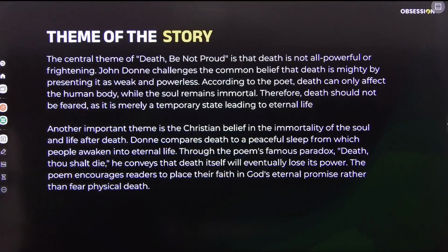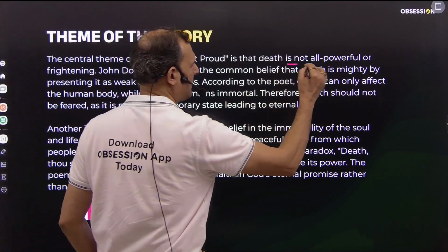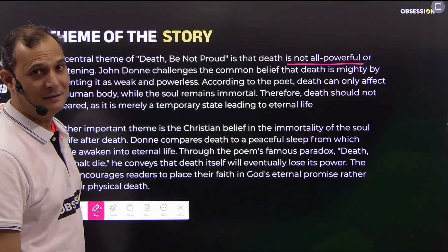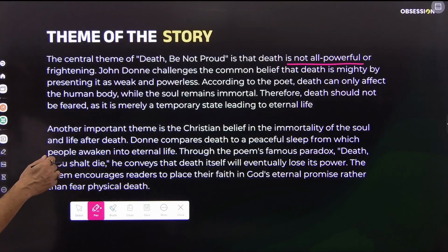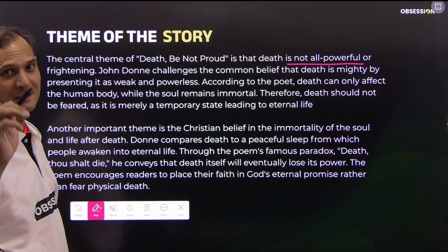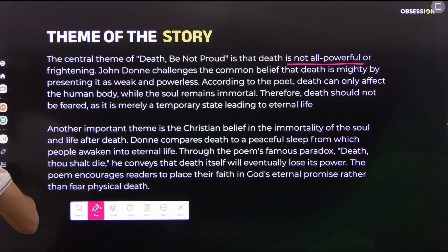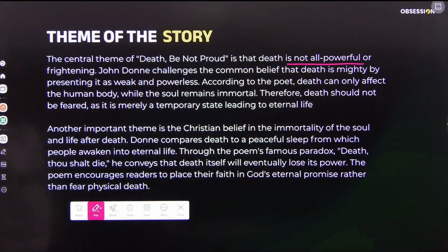Okay, theme. The central theme of Death, Be Not Proud, is that death is not all powerful. मौत अंत है नहीं तो मौत से भी क्यों डरें, जाके आसमान में दहाड़ दो. I hope you have heard this one. आरंभ है प्रचंड बोले मस्तकों के झुंड. Anyway, कहाँ से कहाँ गए? Death is not all powerful or frightening.